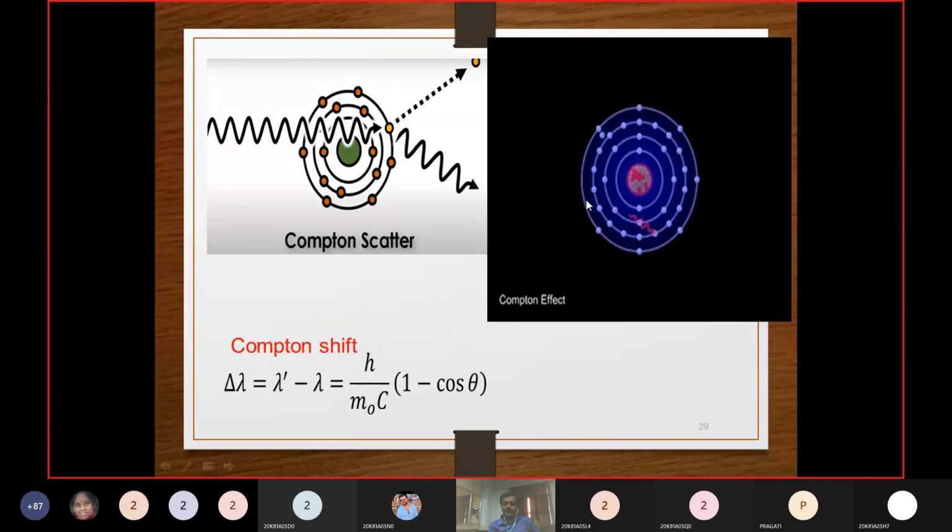See, the photon is incident here. One electron is ejected in this direction, and the photon is coming in this direction. Okay, understood?